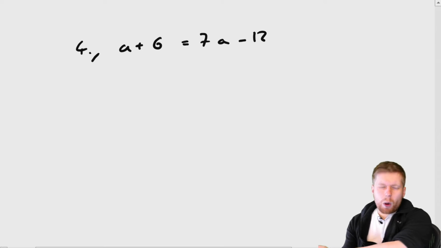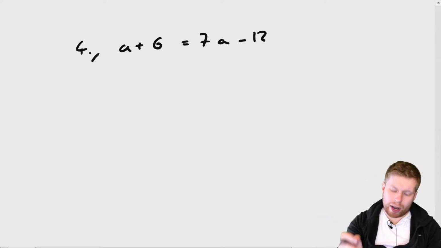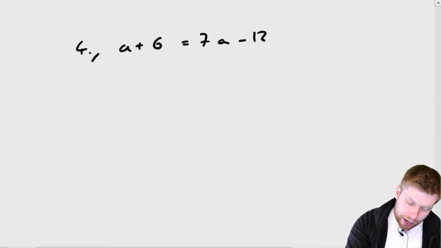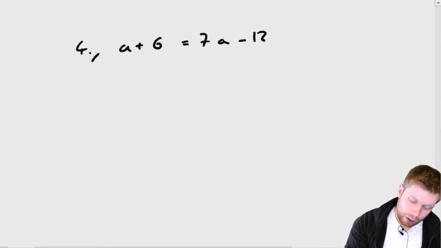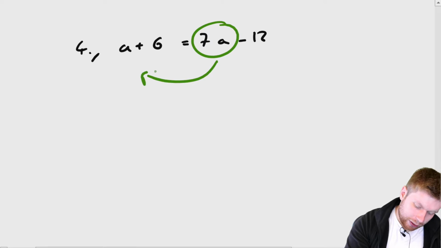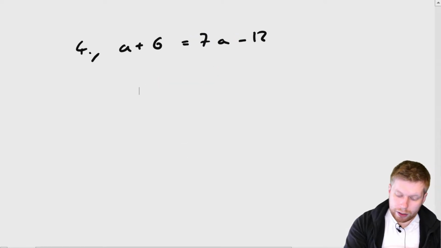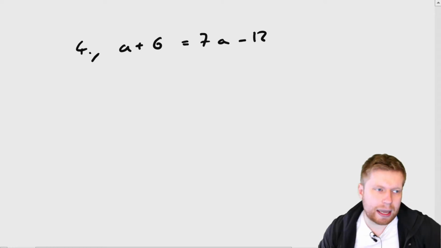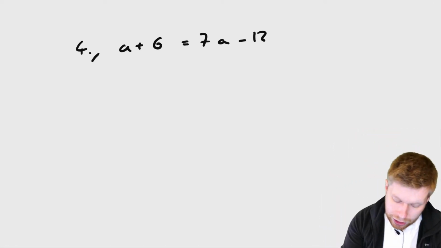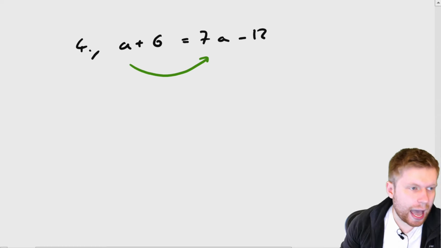So let's first of all get all of the terms on the same side. So in order to get the terms on the same side, I can either take the a on the right-hand side or get the 7a on the left-hand side. So in other words, I'm looking at the terms which have the unknowns in, and I want to bring all of those together on the same side of the equals. So what I'm actually going to do is take the a on that side.